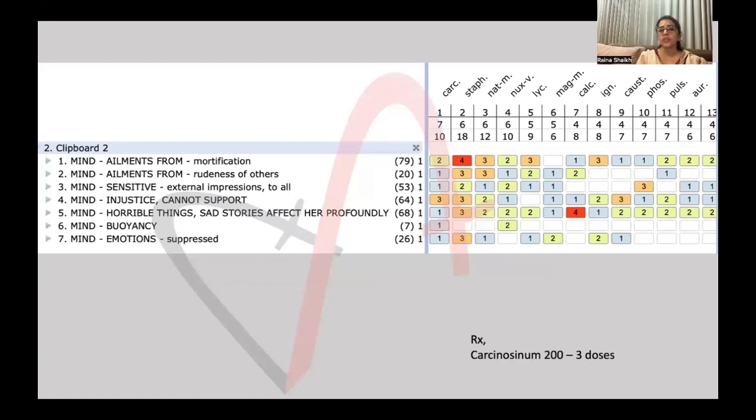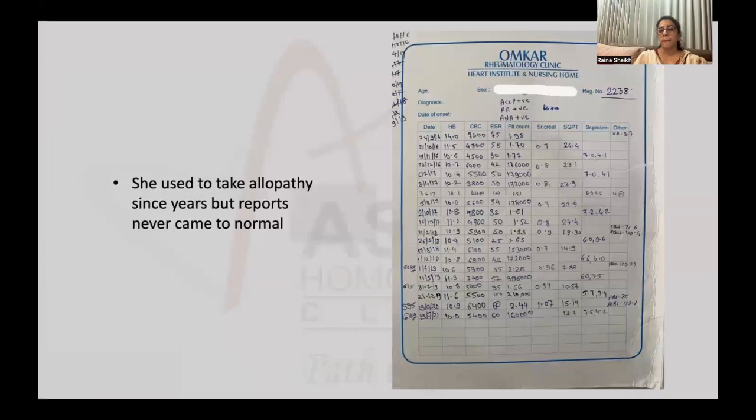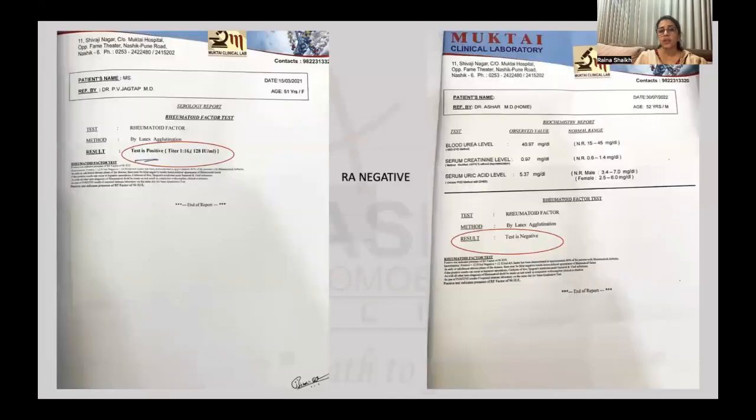So what we took were these rubrics: ailments from mortification, ailments from rudeness of others, sensitive to external impressions, injustice cannot support, horrible things, sad stories affect her profoundly, emotions suppressed. So we gave her Carcinosin 200, 3 doses. She used to take allopathy for years, but the reports never came normal. So she came to us in 2021. That time we recorded a report where her RA test was positive, and then in the year 2022, it had become negative.